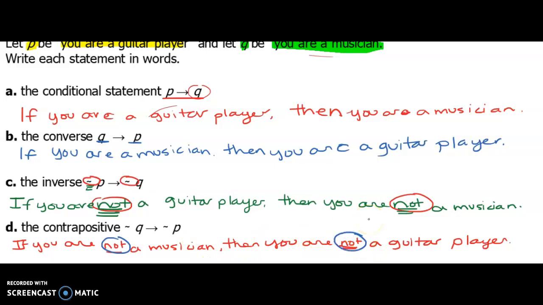So that's the difference between conditional, converse, inverse, and contrapositive. You'll do several on your homework, and after you do a few, it should sink in and make quite a bit better sense.